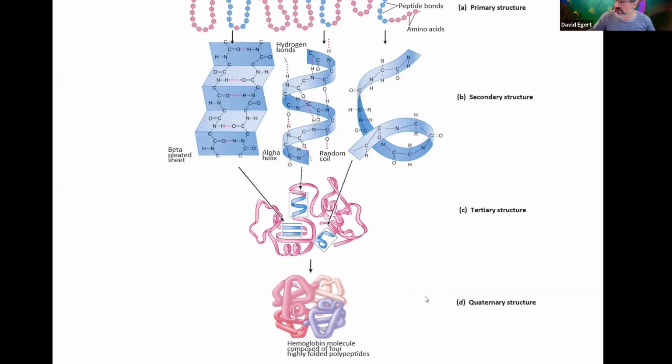Again, quaternary structure is when you have two or more subunits, in this case, hemoglobin, you have 4 of these subunits connected together to make the functional hemoglobin.